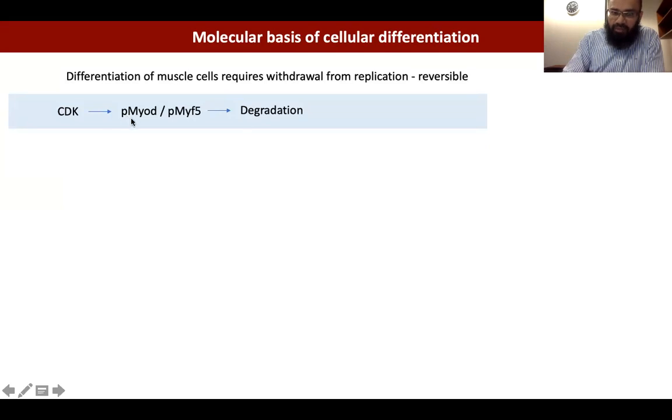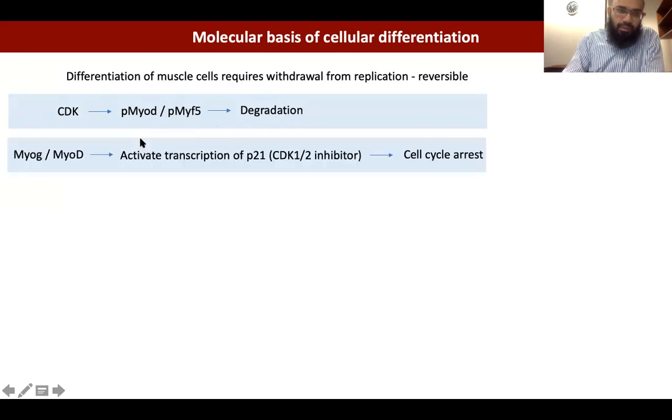Usually in the myoblast, what is happening is that the cyclin-dependent kinases phosphorylate the MyoD and Myf5 transcription factors and mark them for degradation. And in this way, the cells manage to keep cycling. But once they get this message of differentiation, or once they need to differentiate, they need to activate CDK inhibitors, p21, for example, or there are other mechanisms also, but they need to arrest the cell cycle. And one of the most efficient ways to arrest the cell cycle is through this CDK inhibitor, p21.